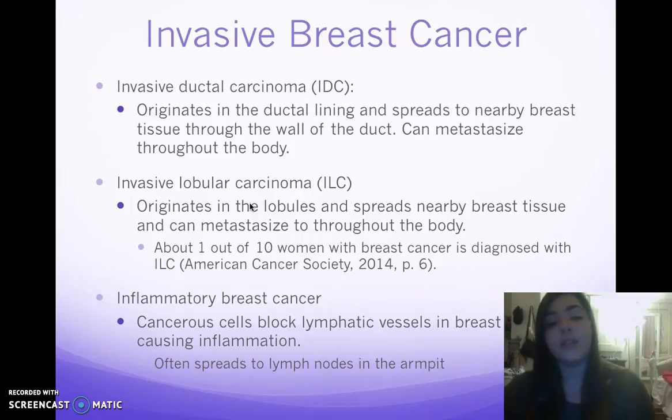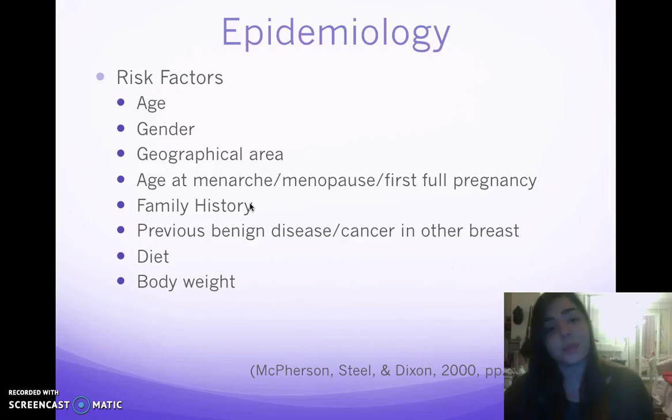Another type of invasive breast cancer is inflammatory breast cancer, and inflammatory breast cancer is very complex. It doesn't manifest into a tumor. It's actually a cancerous block in the lymphatic vessels in the breast tissue, which causes inflammation. So in a typical mammogram, it's not typically found. So when inflammatory breast cancer is found, often it is too late because it has spread.